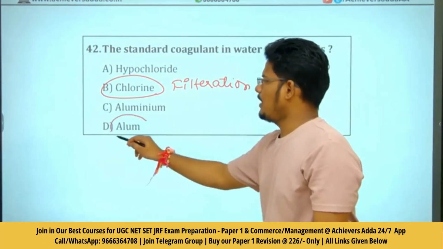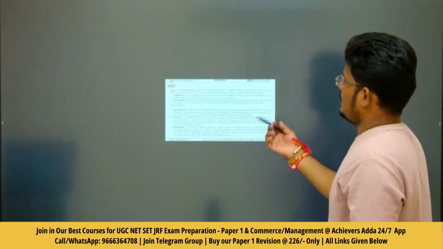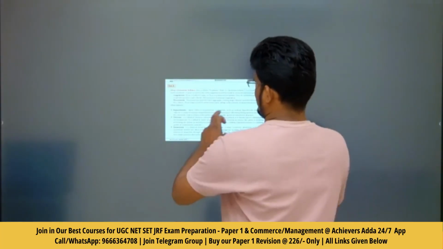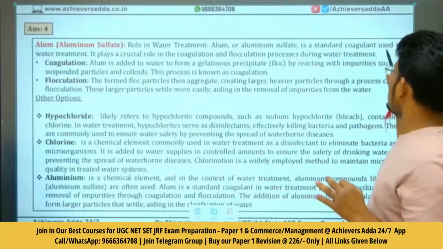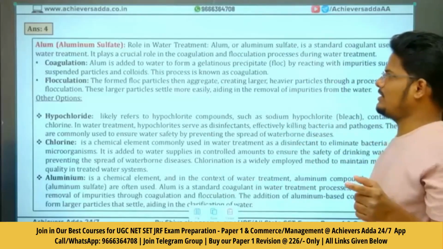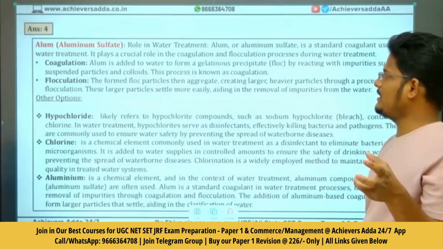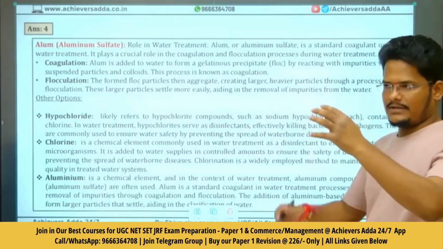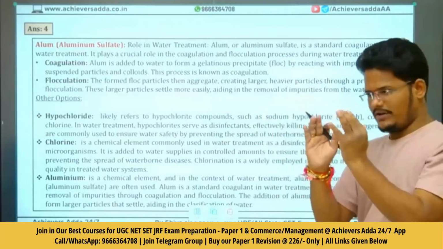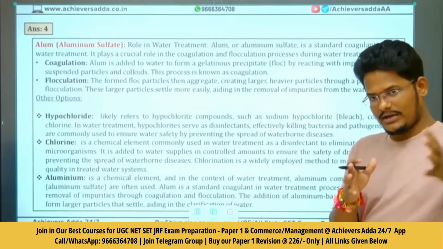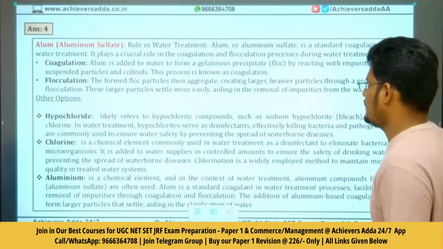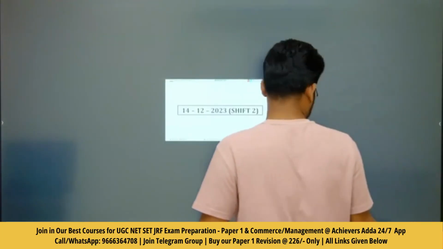Whereas aluminium sulfate has a role in water treatment. It's a standard coagulant used in wastewater. Coagulation is nothing but when we add this, the bigger particles will be removed. If any large waste is inside the water, it will be removed, separating the water from it. That's the duty of aluminum sulfate.